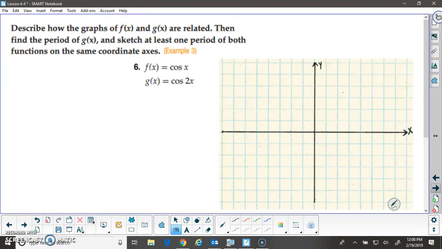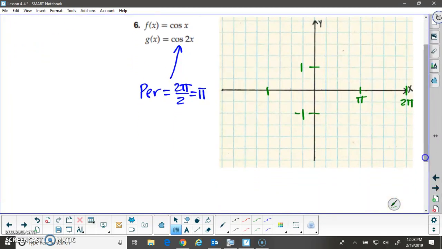Next one, number 6. Again, my amplitude is just going to be 1. Now the period for this guy is going to be 2 pi divided by 2, which is pi. So let's keep our same scale. So to draw a cosine wave, we just start with the high point at 0, 1. Its period is 2 pi. Low points at pi, x-intercepts. So there's a basic cosine wave.